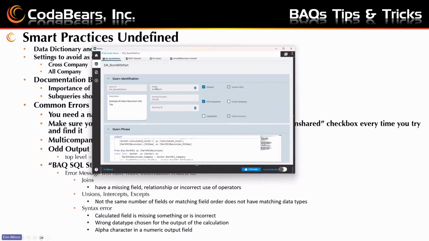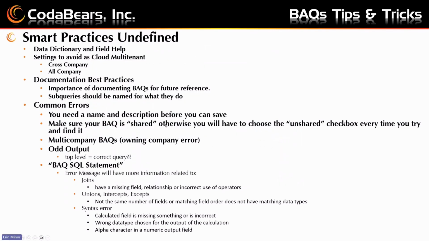So if you go here and you write this all in and everything's fine, you forget a description, you try and save, it'll yell at you. Don't do that. Just put a description in and you're fine. Make sure your BAQ is shared if you want it shared. Otherwise, when you look in the list of BAQs, you might not find it because you have to click that unshared checkbox. So if you ever can't find one, you might have not clicked it shared. Just in the search box, make sure you do unshared. So you unclick that shared checkbox, and then you probably will be able to find it.